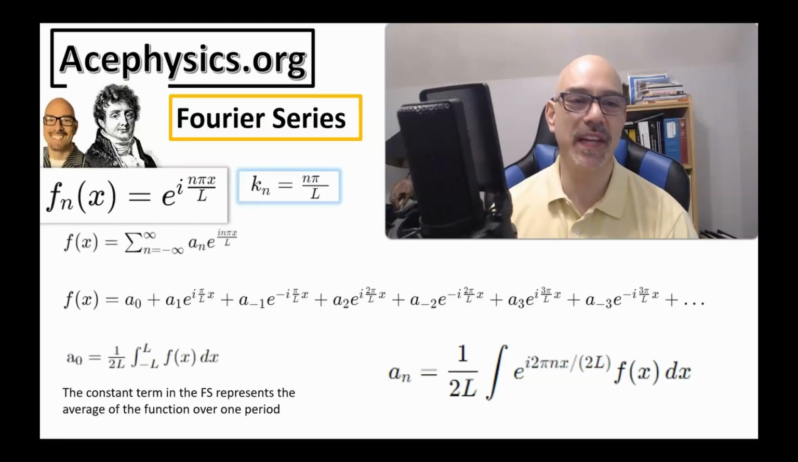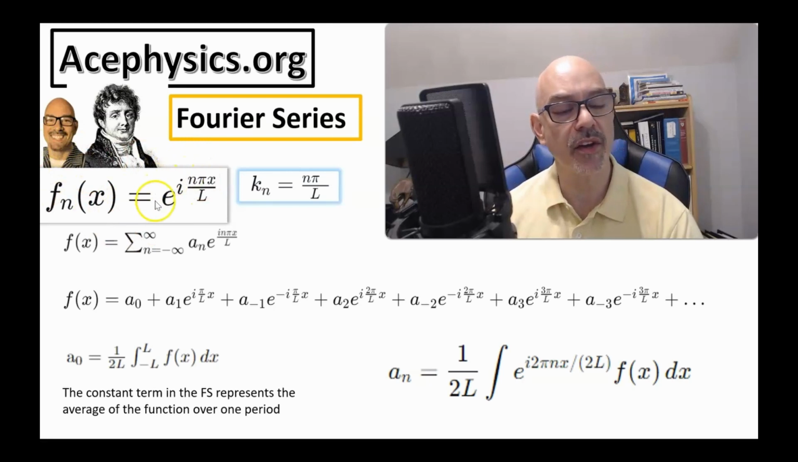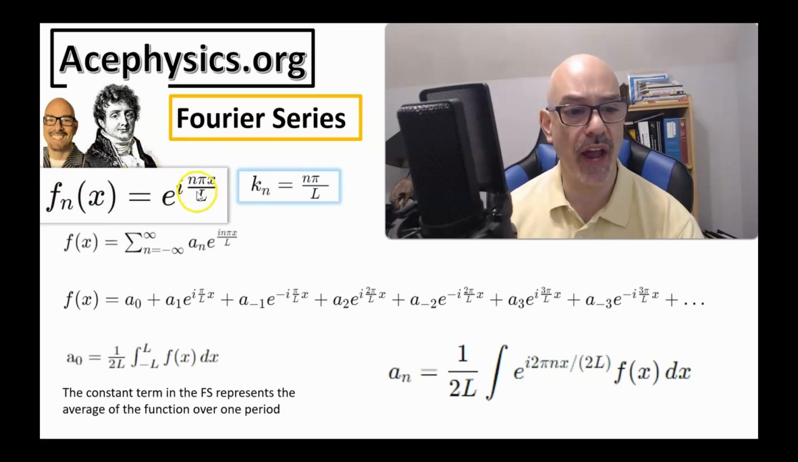Now I'm going to formally introduce the Fourier series. The basis functions f sub n of x are equal to e to the i n pi x over L. This is often written as e to the i k sub n x over L. Any function can be written as a linear combination of these basis functions.